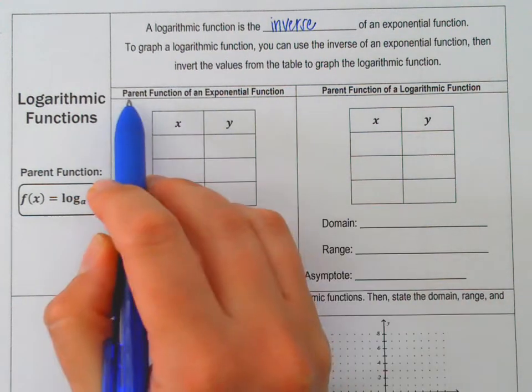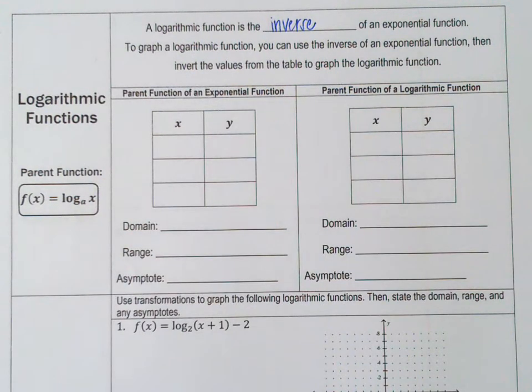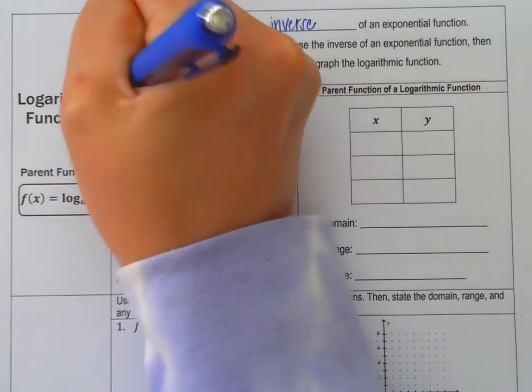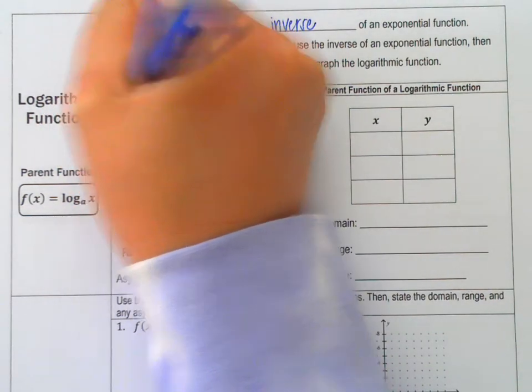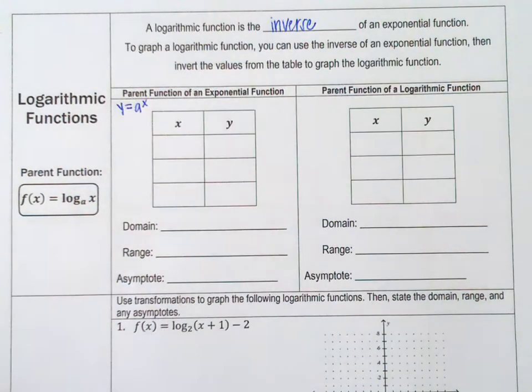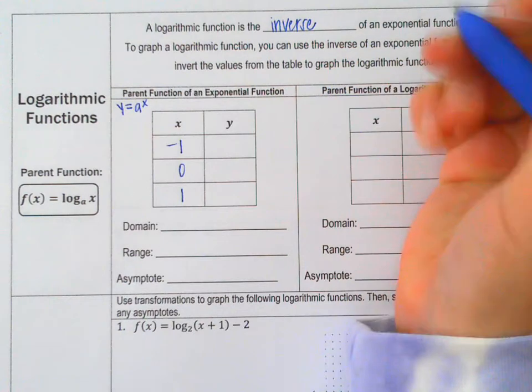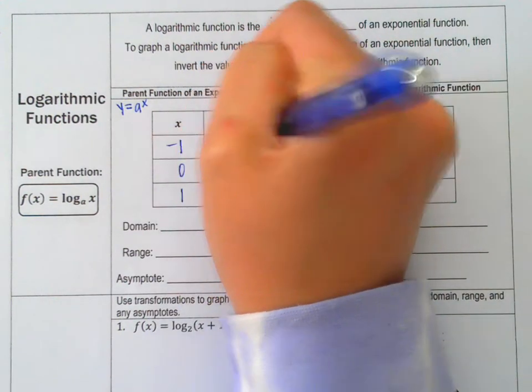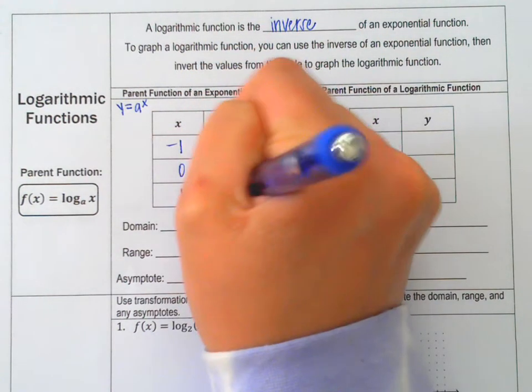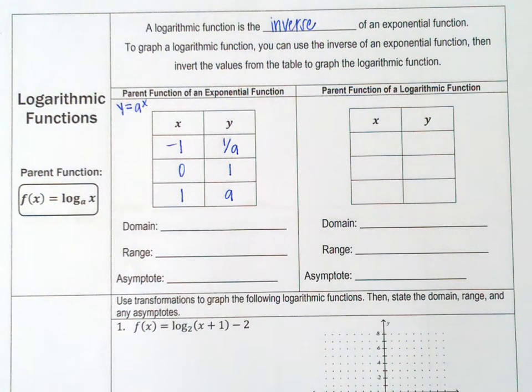So before, in 5-3, we talked about graphing parent functions of exponential functions. So that parent function was y equals a to the x power. And so we used our x values of -1, 0, 1, and then our y values were 1 over a, 1, and a. Hopefully you remember that from 5-3, which should have been last week.